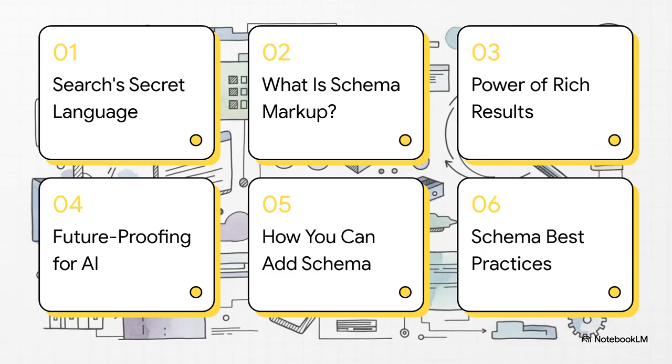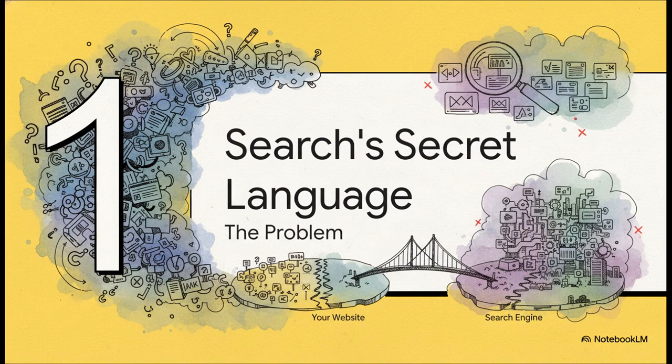So here's the game plan. We'll start by digging into this secret language and define what schema markup actually is. Then we'll check out the power of what are called rich results, see how this stuff is future-proofing for AI, and I'll even show you how you can add it to your own site. Then we'll wrap up with some key best practices. All right, let's jump right in.